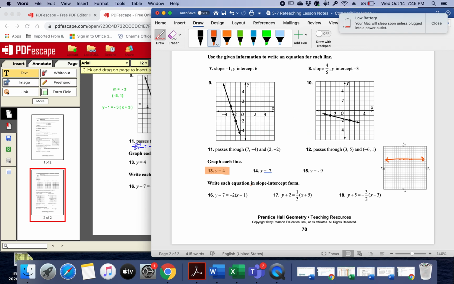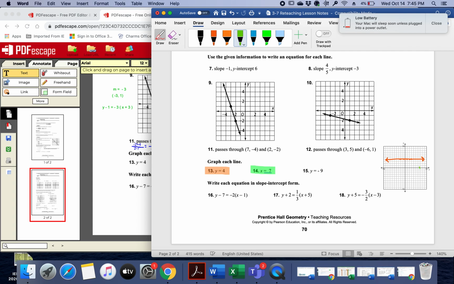So the y lines are perfectly horizontal lines that go through that point, whatever that point is, on the y-axis. So let's look at the next one. Let's look at x equals 7. Graphing the line x equals 7, again, is going to the point on the x-axis where it is 7. 1, 2, 3, 4, 5, 6, 7, which is right here.